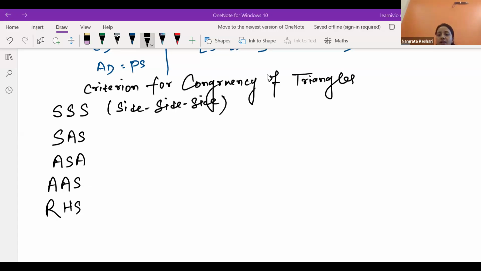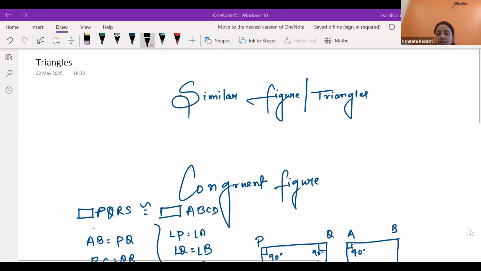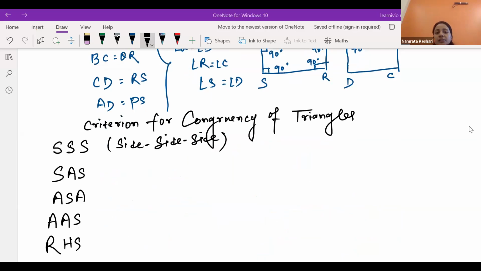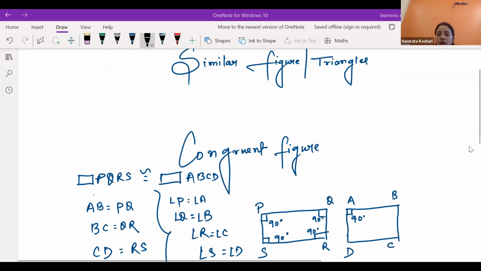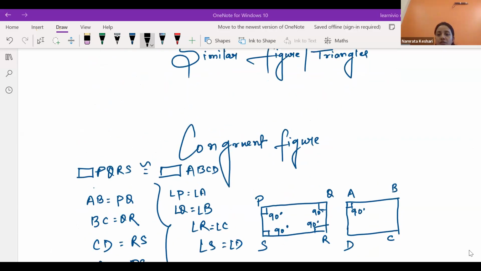So just now I started the discussion that in the previous class you learned congruency of triangles, and here we have similarity of triangles. So we are revisiting the same concept, what congruency is. I said that we have two figures, two rectangles which are congruent with each other. You can see the figure over here. If we are saying two rectangles are congruent with each other, that means the first rectangle covers the second rectangle completely. Both are exactly the same, right?